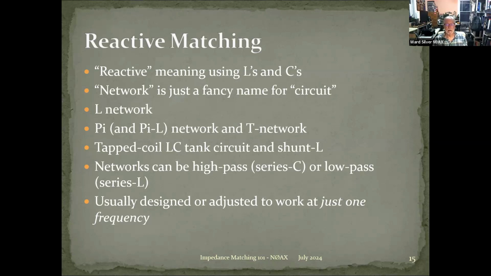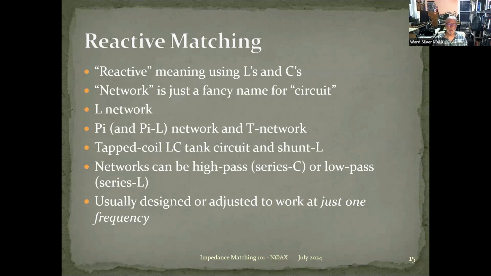We'll get into that and these others in a minute. And then you can have pi and pi L networks and T networks. The schematics look like the letter pi or the letter T. The T is by far the most common used in antenna matching circuits. If you buy a standalone tuner, it's probably a T. If you're using an automatic tuner, it's probably an L.